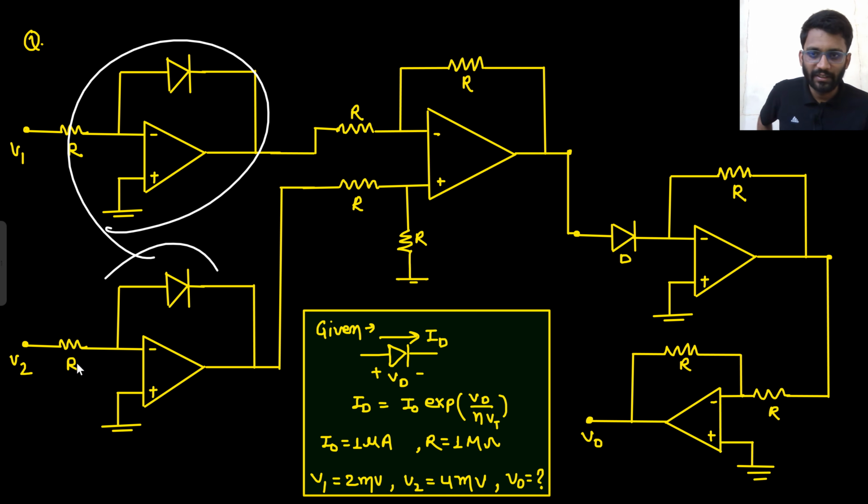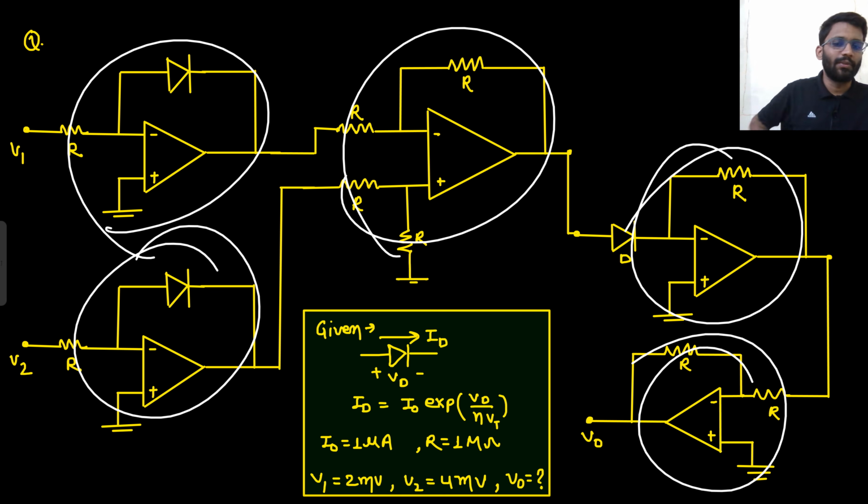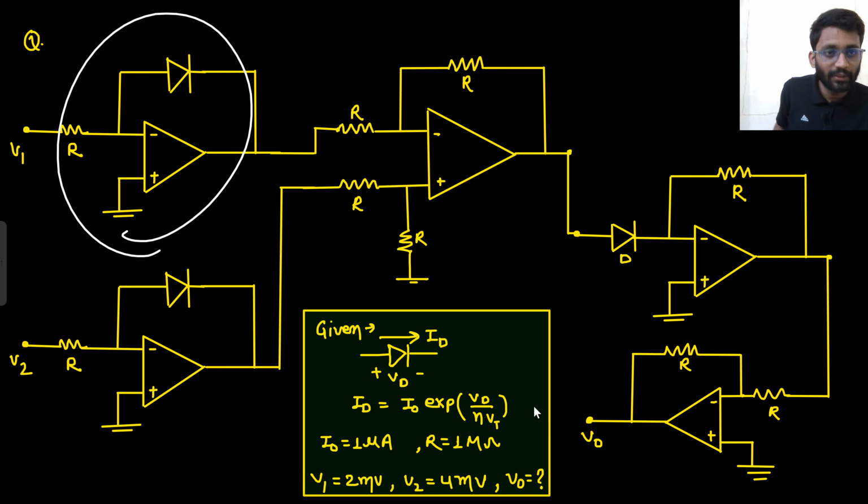So this configuration is there, this configuration is there, then finally this and this. All the configurations you know. You have already studied all the configurations. I just cascaded all the configurations and made this question. That's it. What is this configuration? Do you remember? It is a logarithmic amplifier. Even if you don't remember, it is fine, because you can analyze it as well.